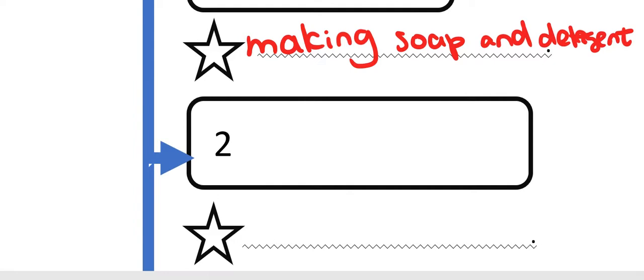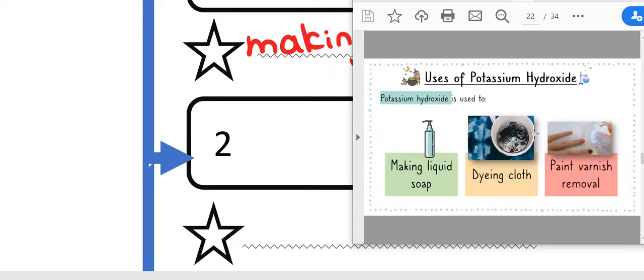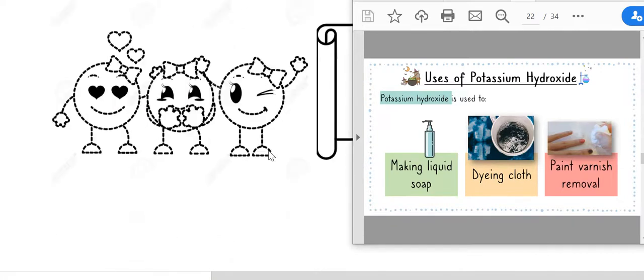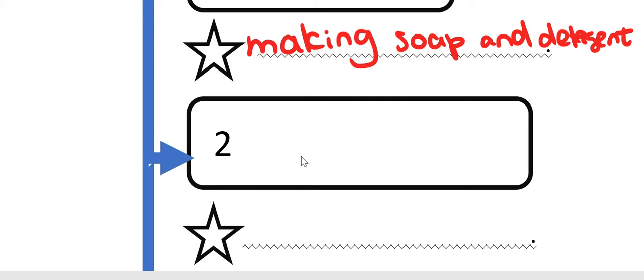So let's go for making soap and detergent. Okay, the second one we have is potassium hydroxide, and it can make liquid soap as well, dyeing cloth, paint, nail varnish removal. But over here, only 3, so I would choose something a bit more different, like calcium hydroxide. Calcium hydroxide, in its main uses, is to reduce soil acidity, making mortar, cement, and plasters, and removing hair from hides.